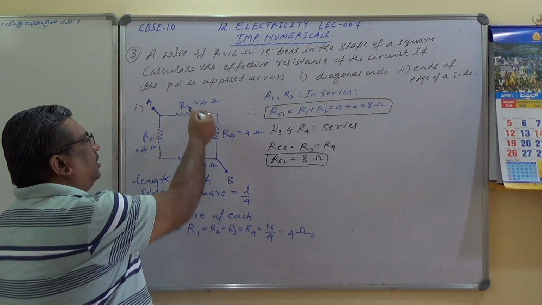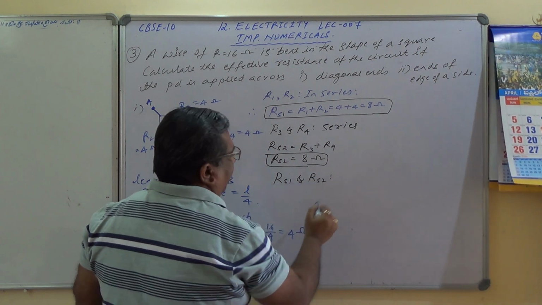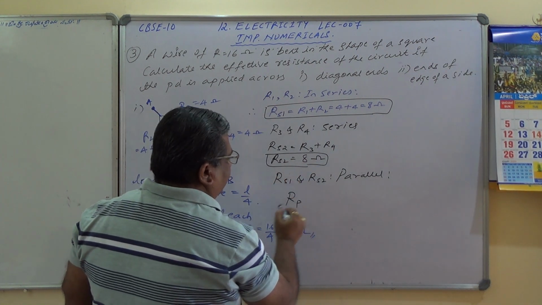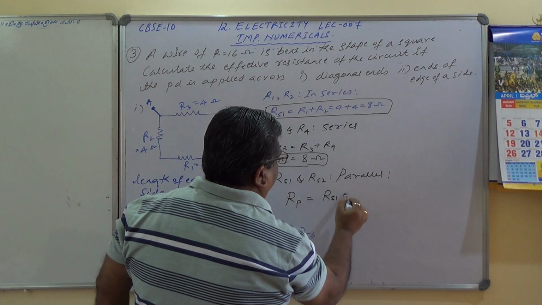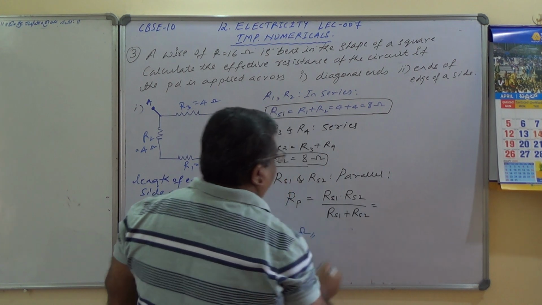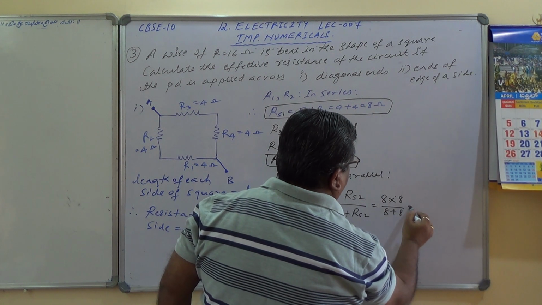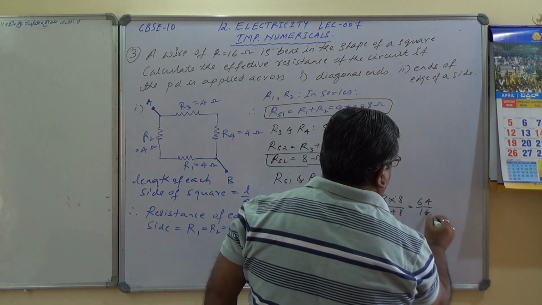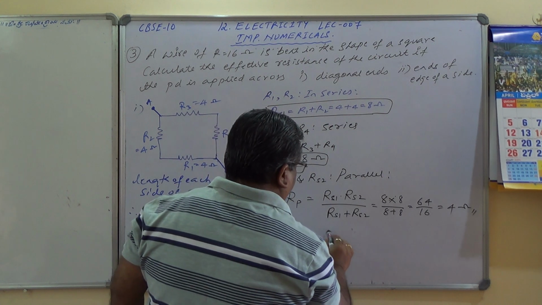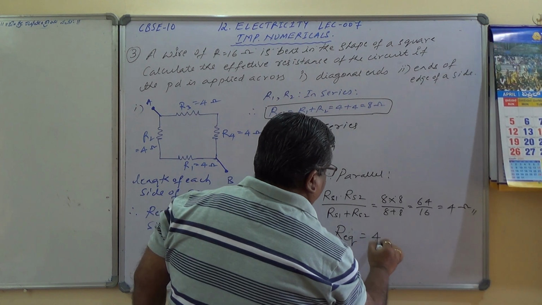Now, these two are in parallel combination. RS1 and RS2 are in parallel combination. If effective resistance is Rp equals RS1 into RS2 divided by RS1 plus RS2, which equals 8 into 8 divided by 8 plus 8, which is 64 divided by 16, which is 4. So Rp is 4 ohms. Therefore, equivalent resistance of the circuit equals 4 ohms.